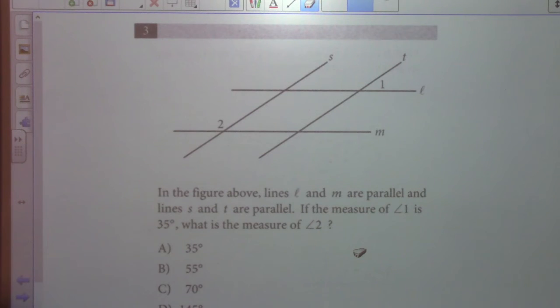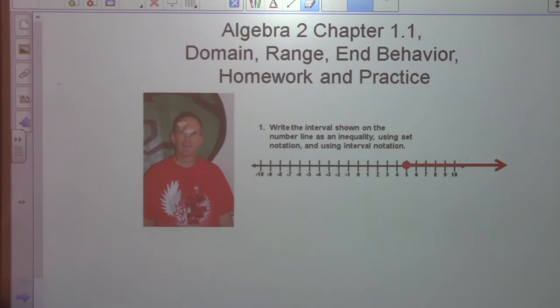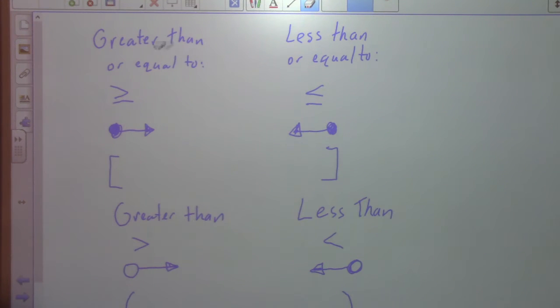Just as a preview, one of our Algebra 2 honors students actually put together a guide that helps us work between the different types of notation. Okay, so we're going to come back and refer to this.